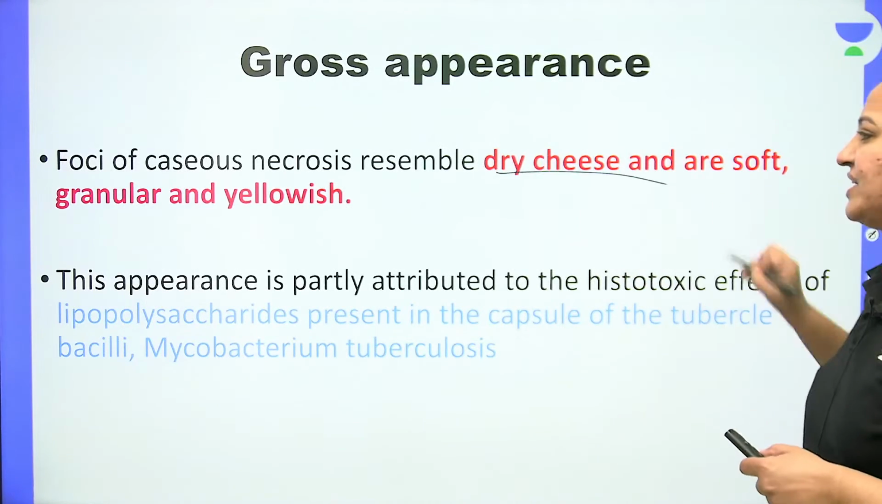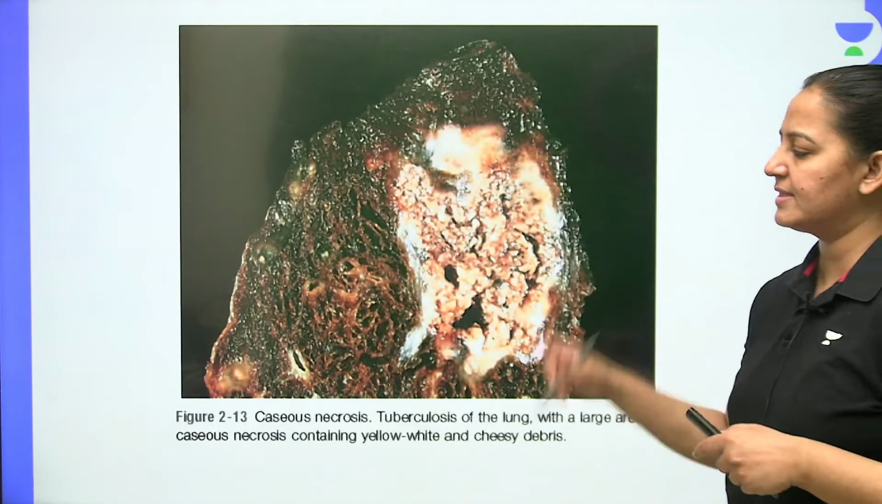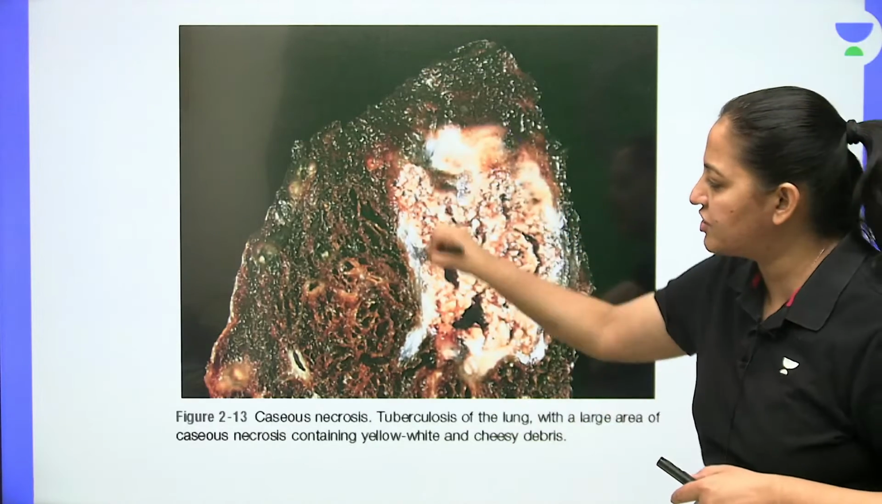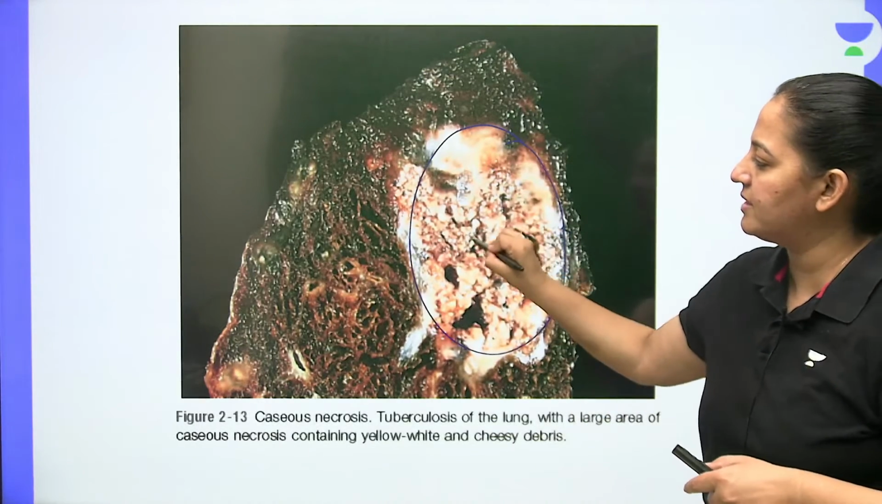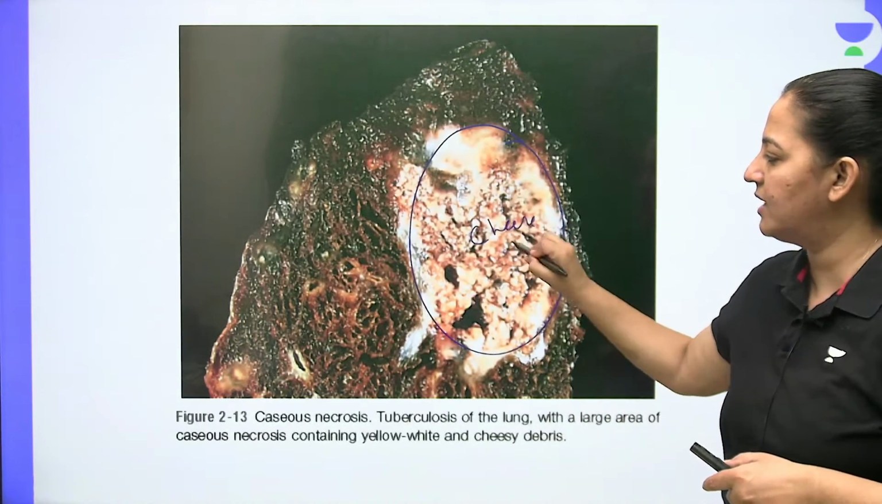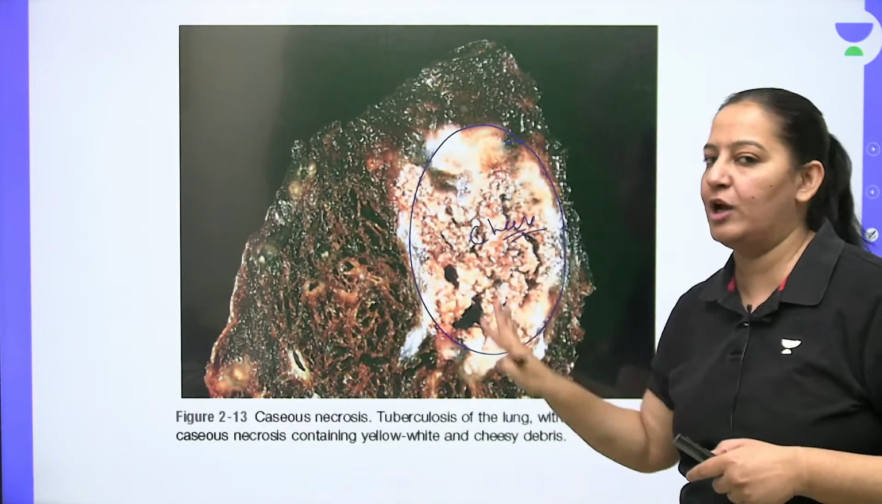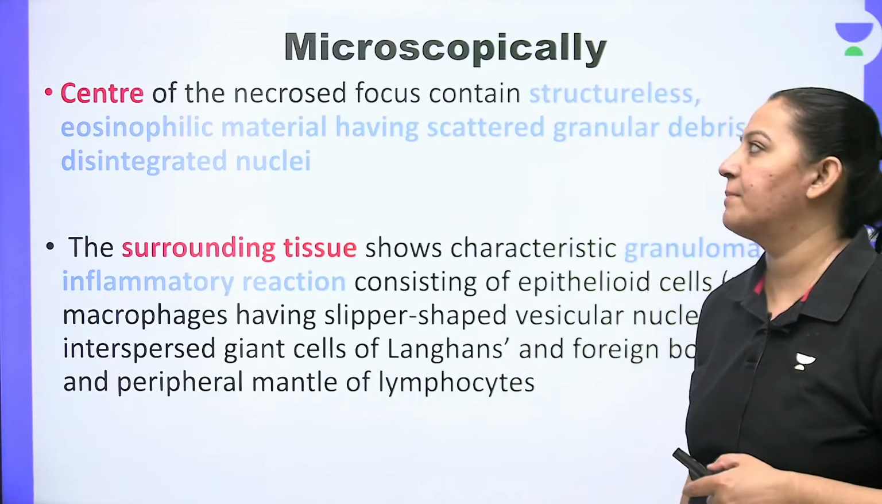Here appearance is dry cheese-like. Can you see this is the organ? Can you see this is the lung? Inside the lung, this is the TB. Can you see that this is looking like cheese? Yes, dry, granular and yellowish white in appearance. So that is the thing.